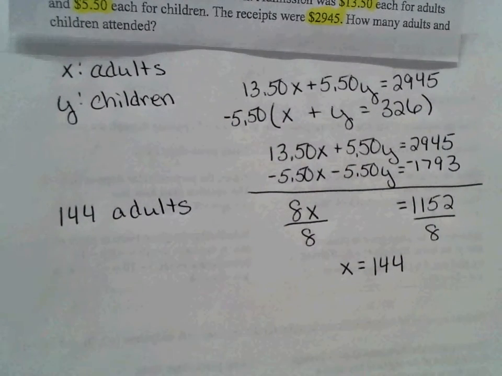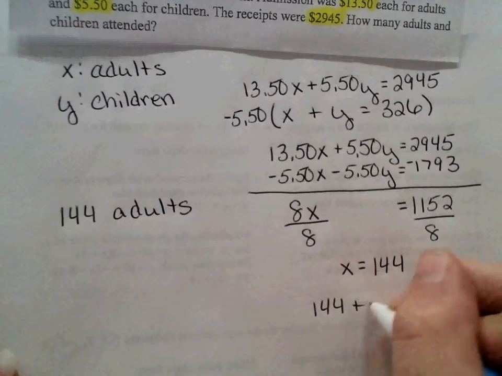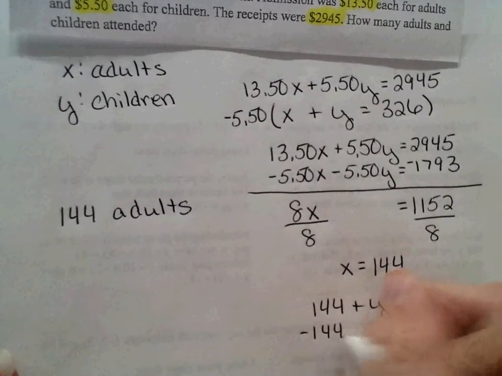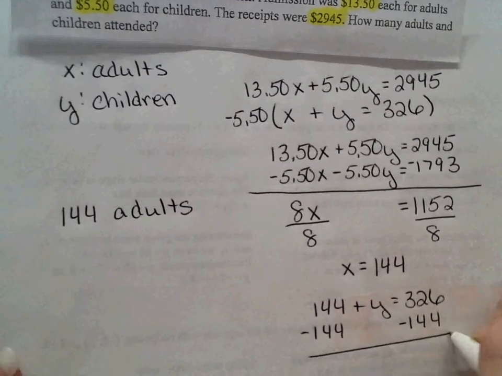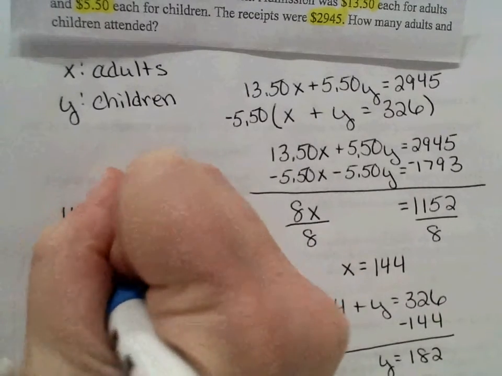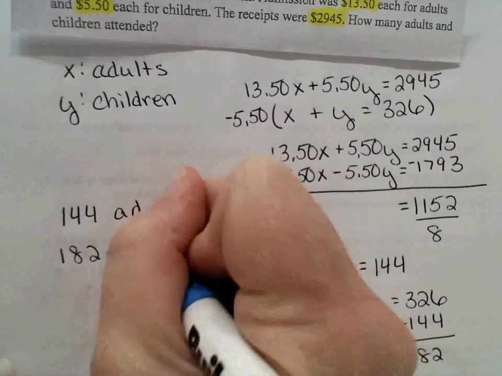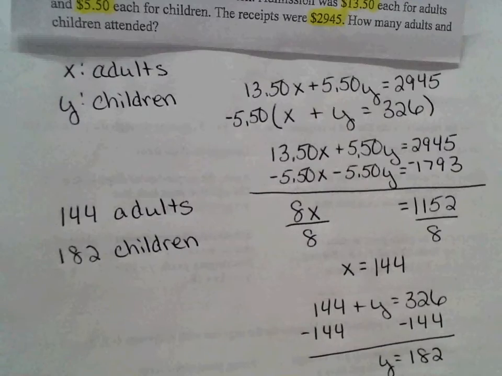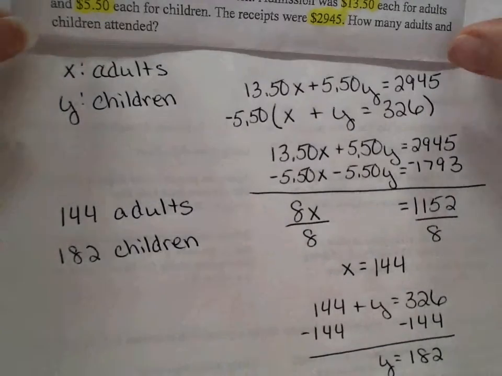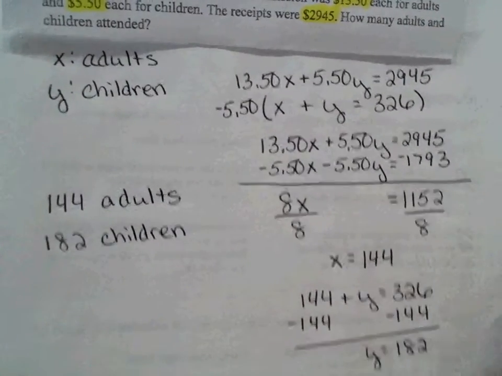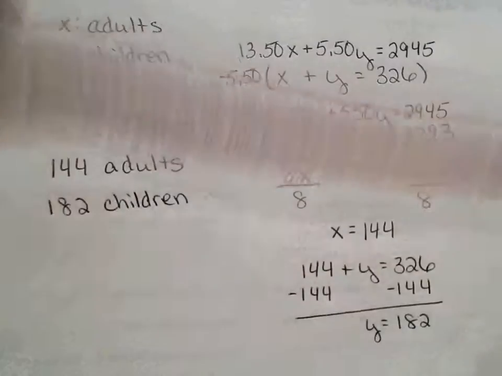How many children are at the concert then? 182. We're going to do 144 plus y equals 326. So y equals 182. Questions? Okay, last question then.